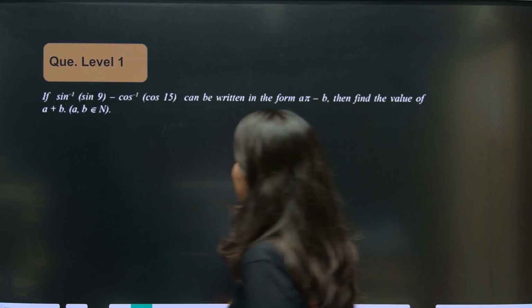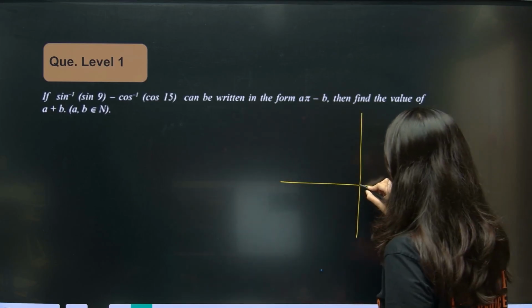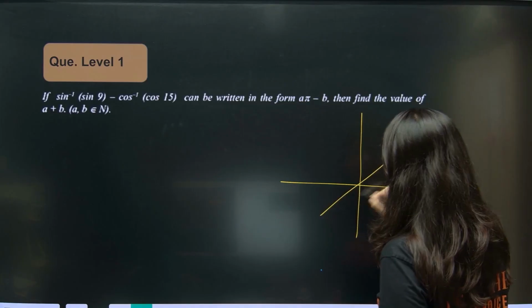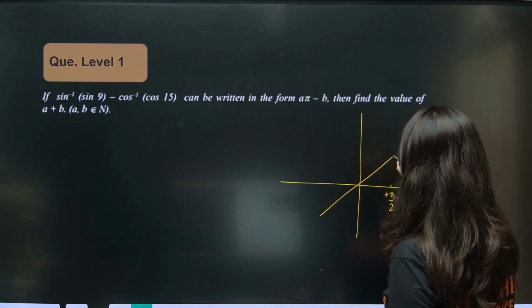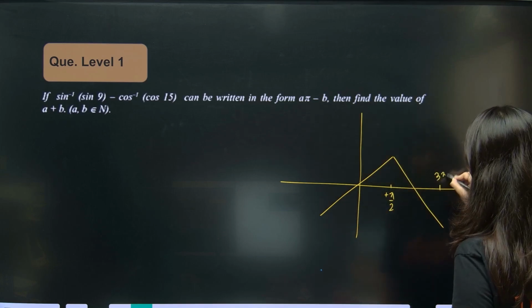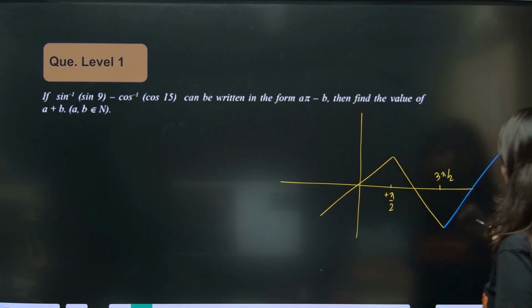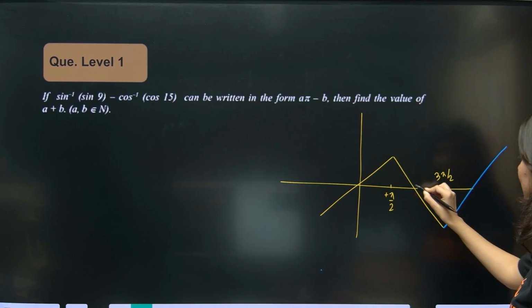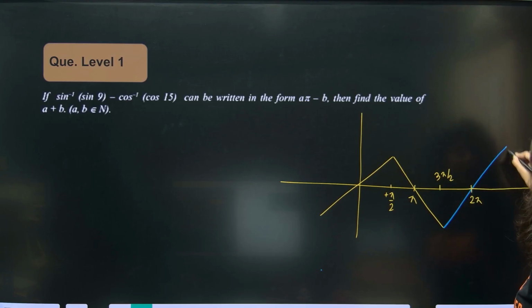So sine inverse sine 9. So now we have to plot the graph. So this is like this, y is equal to x. This is minus pi by 2, plus pi by 2. Then you have to come down. So this is 3 pi by 2. Correct? Okay. And then it has to go up. So see, this is your pi. This is your 2 pi. Then it has to come down. This is your 3 pi. 9 will come over here.